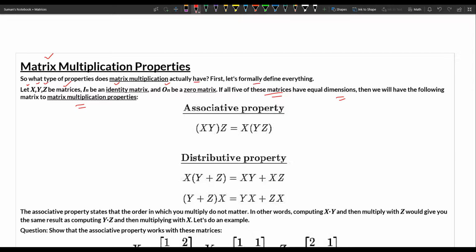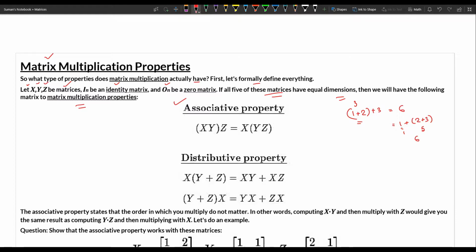Now, the first property is known as the associative property. If we think about the addition operation, suppose we have three numbers, 1 plus 2 plus 3. At first we add 1 and 2, and we get 3, then we add 3, and we get 6. That is also true if we add 2 and 3 at first, which gives 5, and after that add 1, and we get 6.